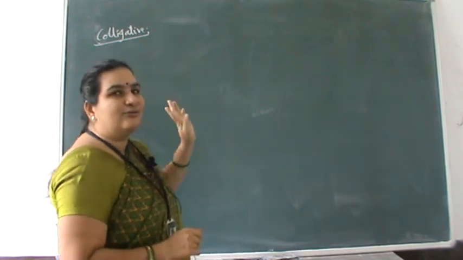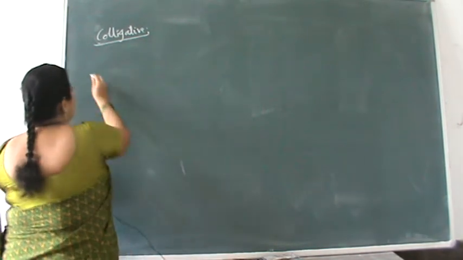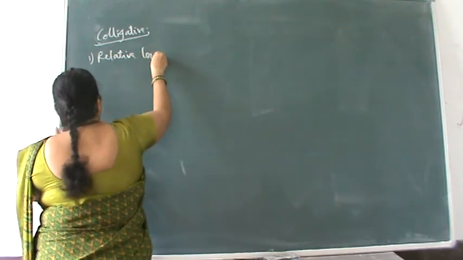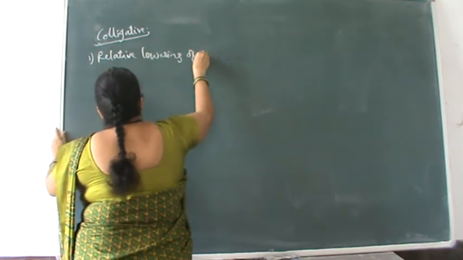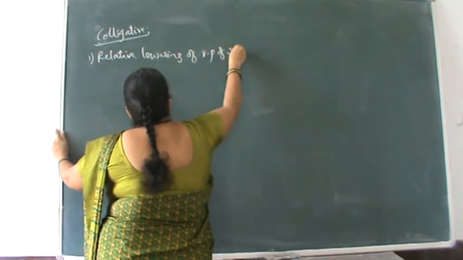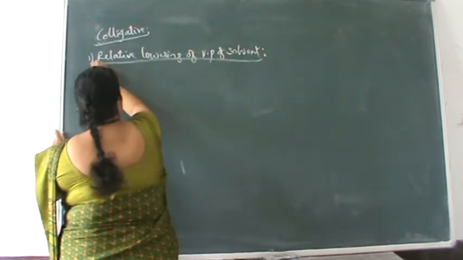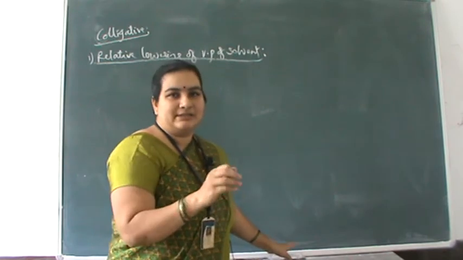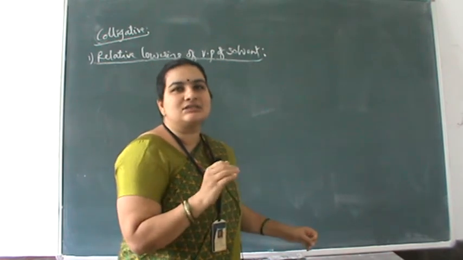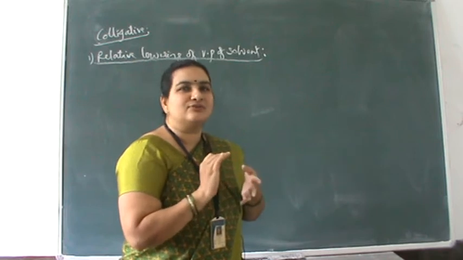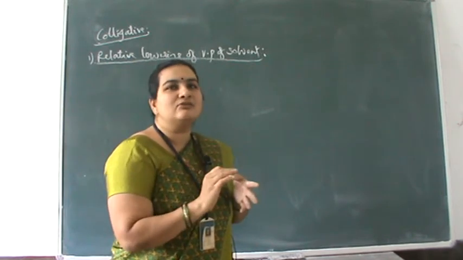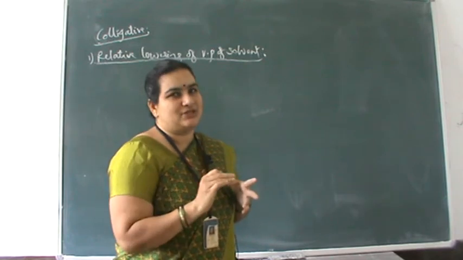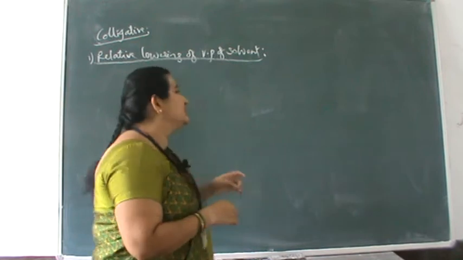Now, of the 4 colligative properties, the first one is relative lowering of vapor pressure of solvent. In the last but one class, I discussed solutions of solids and liquids, that is, a non-volatile solute dissolved in a volatile solvent. What happens to the vapor pressure? I have already discussed it, so I will recall it for you.